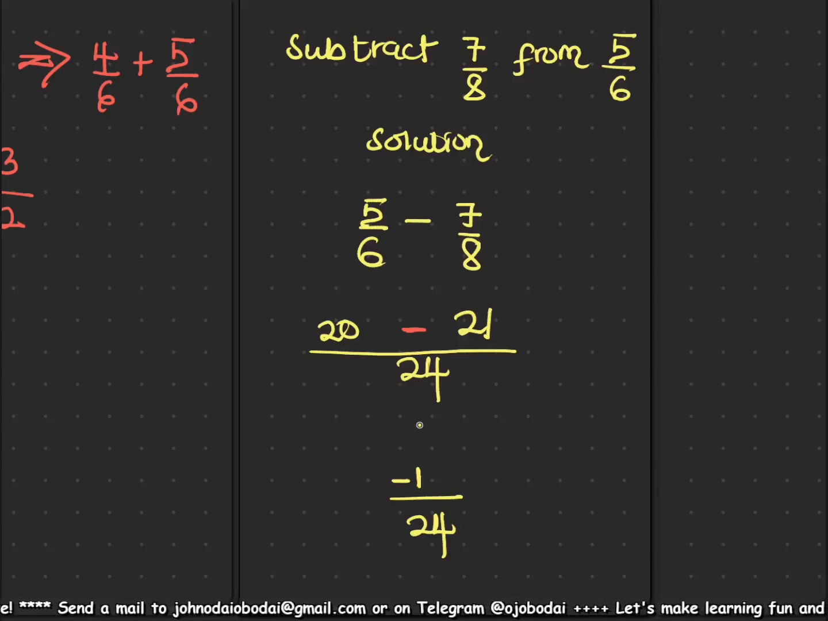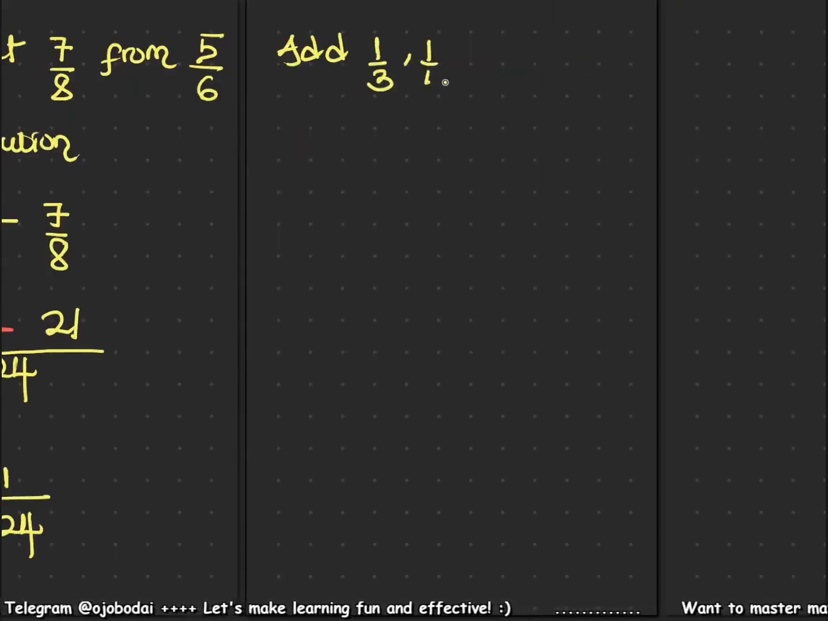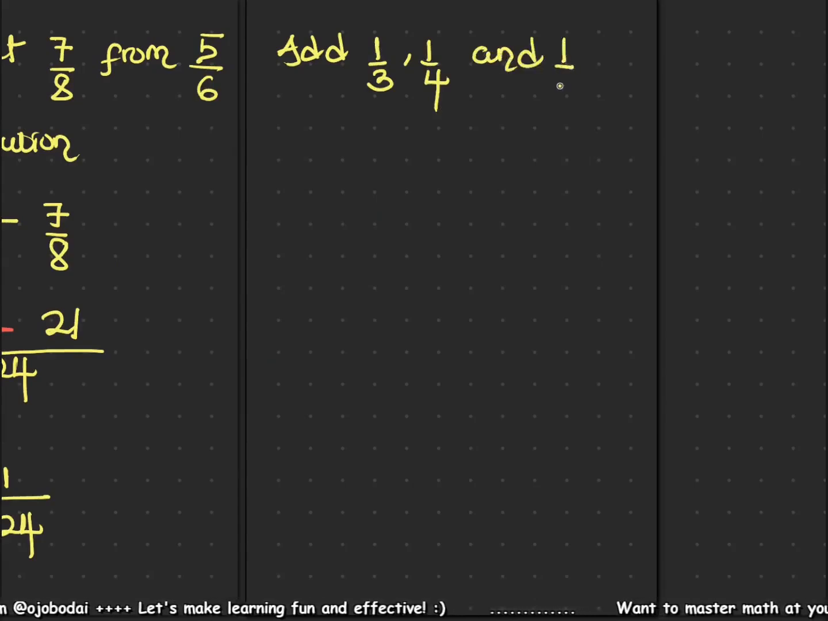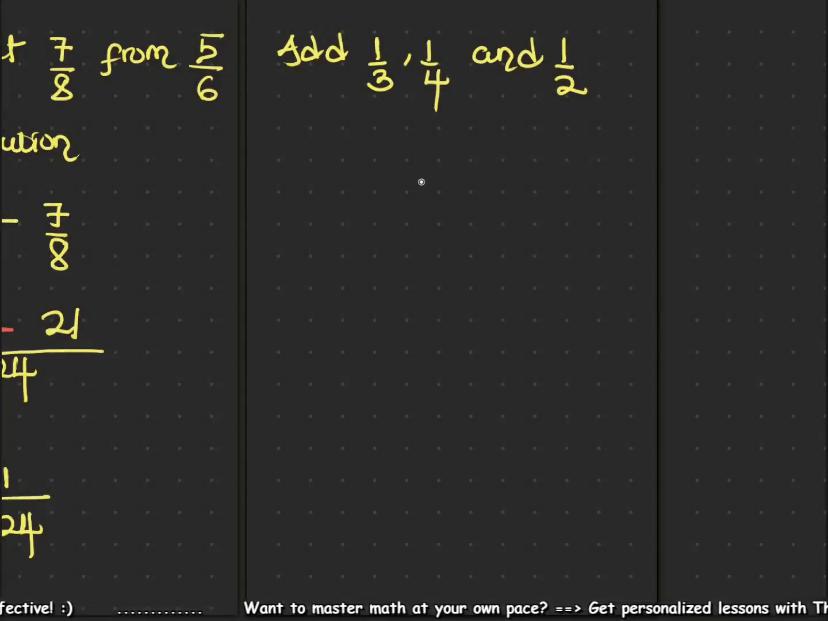And that is our answer. All right. Now let's pick another example. This time around, I'll write it. Take your time and pause the video. Pause it and try to do it on your own to test your understanding. So we have: add 1 over 3, 1 over 4, and 1 over 2. Okay, so let's look at our solution. If you paused and you're able to do it, big ups to you.